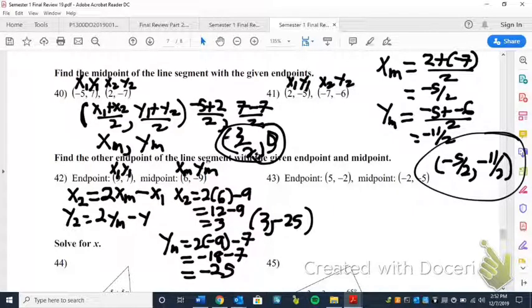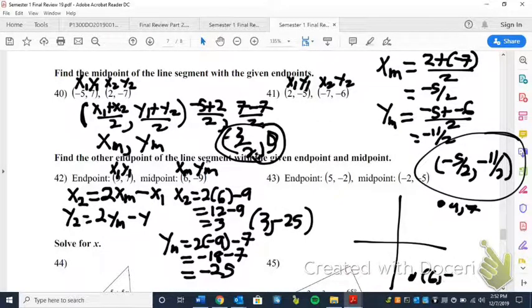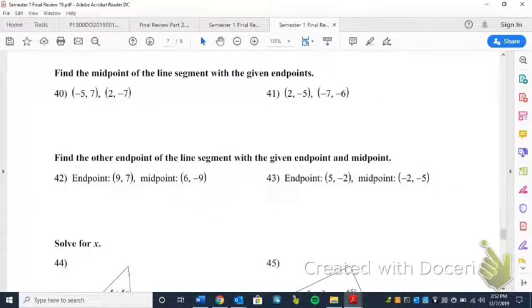So if I were to graph that, here's my one endpoint, here's my midpoint, and then it makes sense where the other one would be. So we're going to do the same thing here. Our one endpoint. There's our midpoint. And you would fill that in to get the other endpoint. Same formula as the other one.